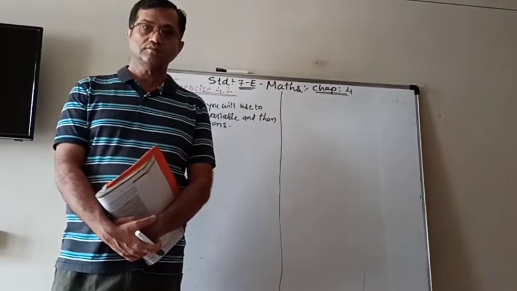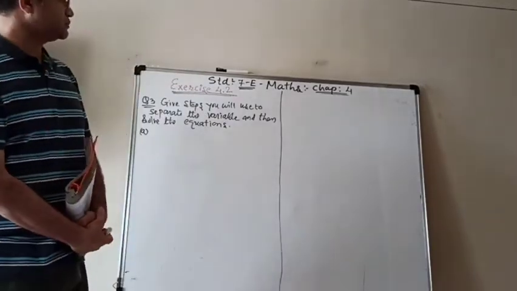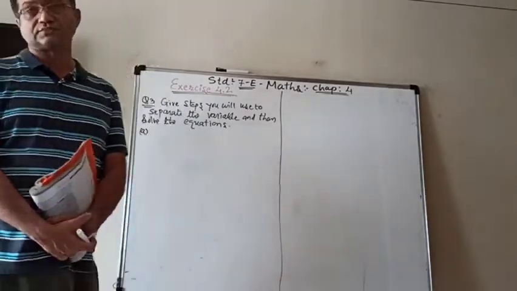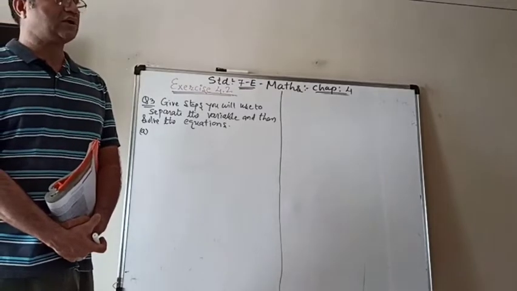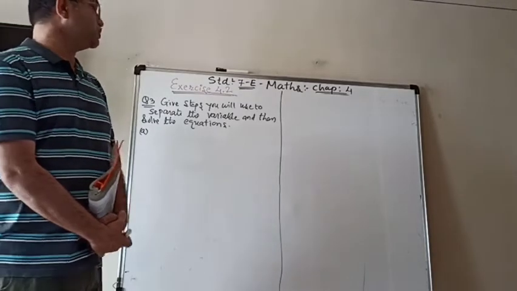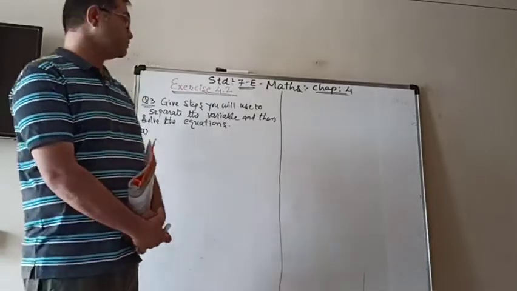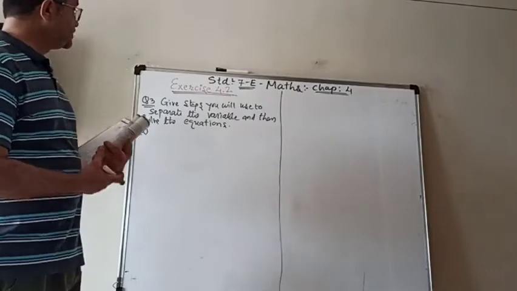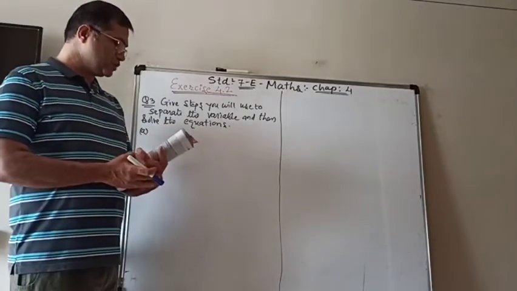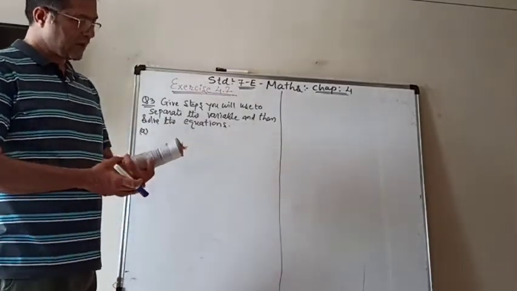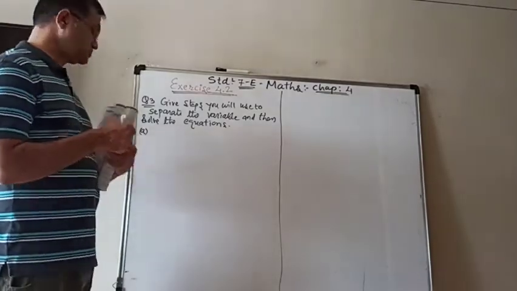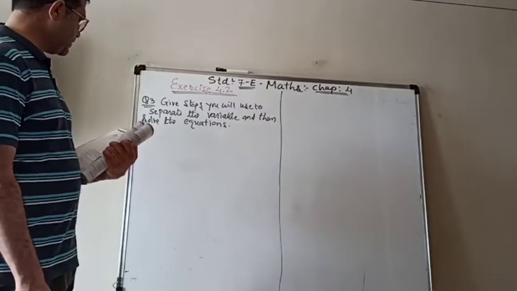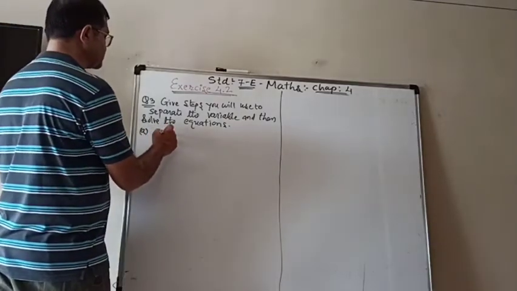Hello students, standard 7th, chapter number 4, simple equations, in which we are doing exercise number 4.2 and we arrived at question number 3. Give the steps you will use to separate the variable and then solve the equations. The first equation is 3n minus 2 is equal to 46.